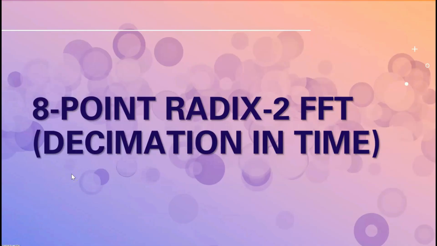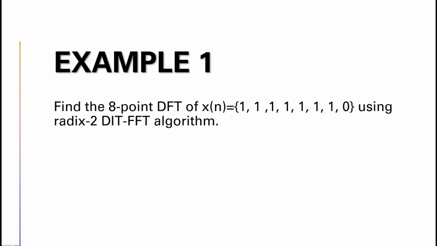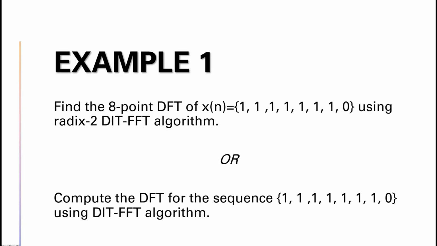Now, I would like to talk about 8-point radix-2 fast Fourier transform decimation in time. Let us see one example here. The question for radix-2 fast Fourier transform can be asked in two ways. Find the 8-point discrete Fourier transform of the sequence xn using radix-2 DIT-FFT algorithm, or compute the DFT for the sequence using DIT-FFT algorithm.